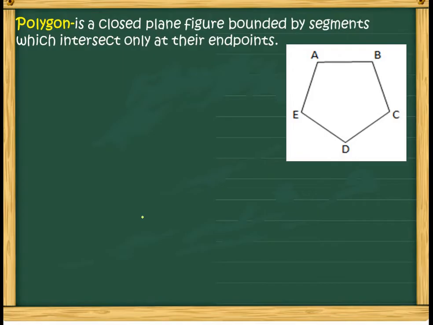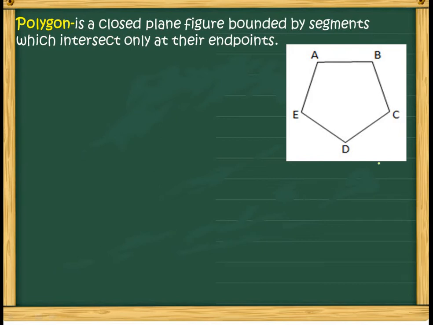Number 1 is polygon. A polygon is a closed plane figure bounded by segments which intersect only at their endpoints. So consider this figure at the right. So this is a polygon. It's because it's a closed figure bounded by the segment. So we have here the following segments. We have segment BA, segment AE, segment ED, segment DC, and segment CB.